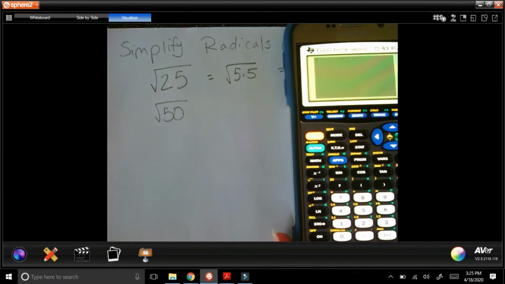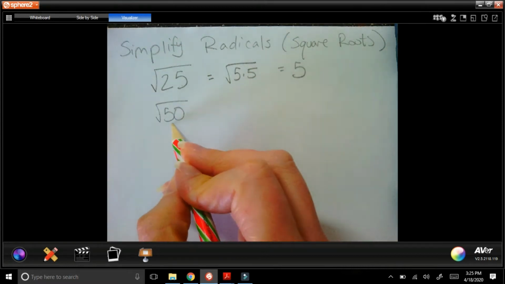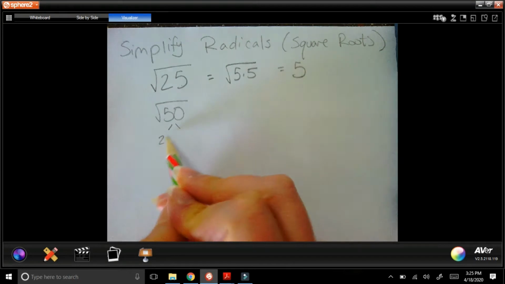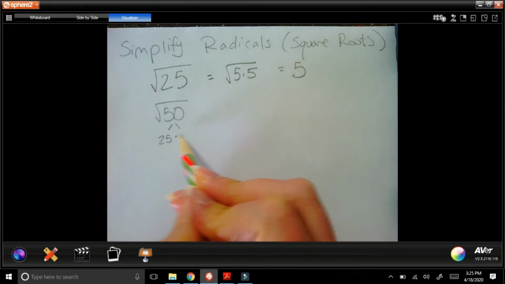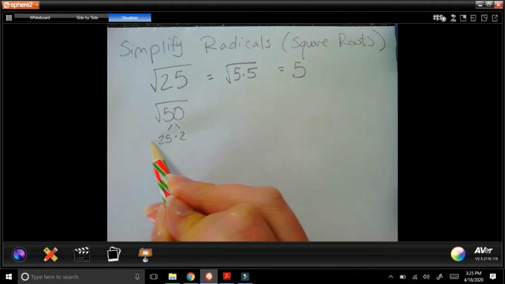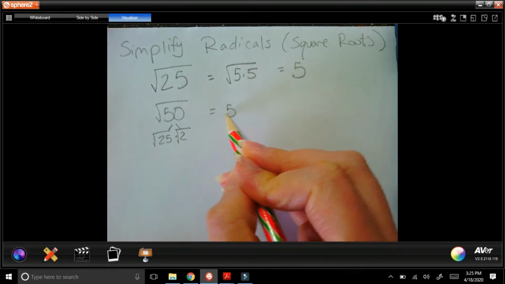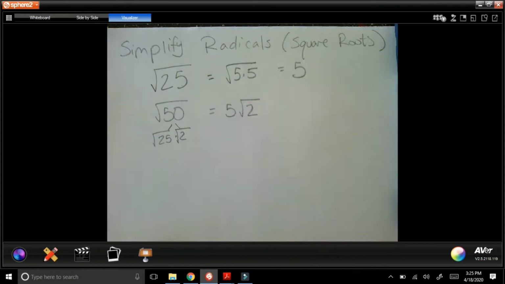There's a couple different ways that you can do this. One way is if you're pretty good with your multiplication facts, you could figure out that 25 is a perfect square that goes into 50. 50 is 25 times 2. So then you can take the square root of each of those parts separately. The square root of 25 is 5, and the square root of 2, you cannot take the square root of 2 and get a rational number. You would get a never-ending decimal, an irrational number, and you would just have to leave that as 5 radical 2.